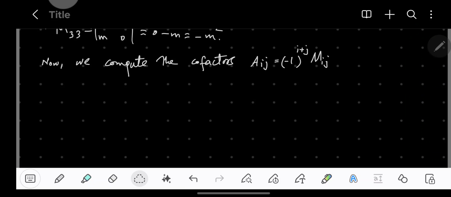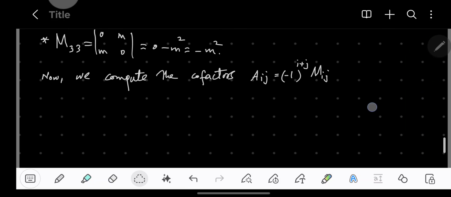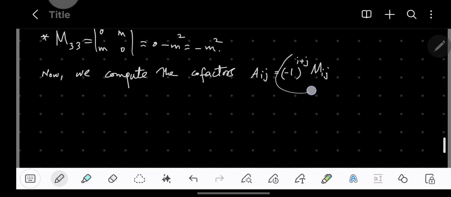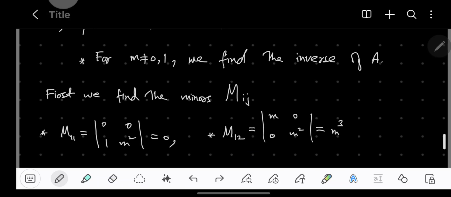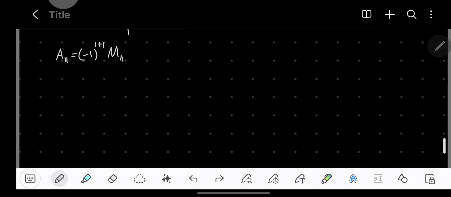Now we compute the cofactors Aij, which is negative 1 to the power i plus j times the minors Mij. So the first one is A11. By the formula, it is negative 1 to the power 1 plus 1 times M11. Since M11 is already found, which is 0, its value is 0.